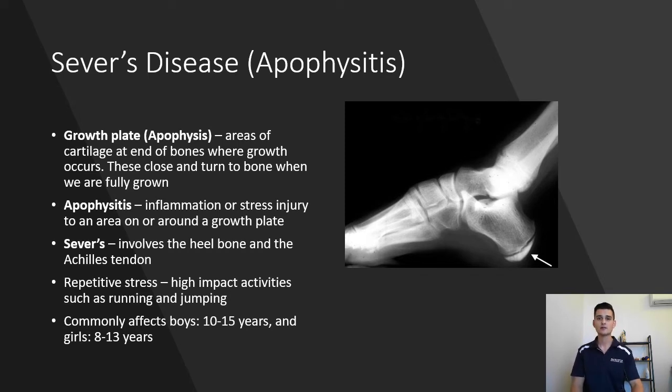So at the end of our long bones, before we reach skeletal maturity, we have these little growth plates which are made of cartilage. They close when we're fully grown and turn to bone. Apophysitis implies that there's inflammation at these growth plates, and this is often caused by repetitive stress to these areas. With Sever's, it's to do with the growth plate in the heel bone and the Achilles tendon.